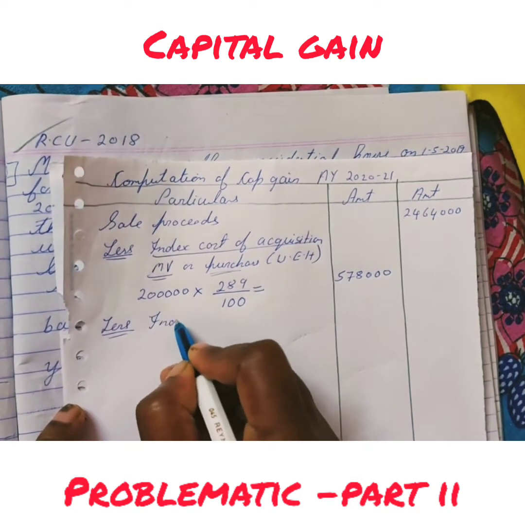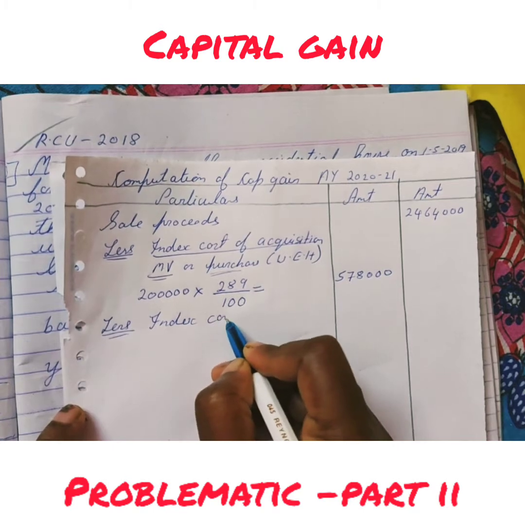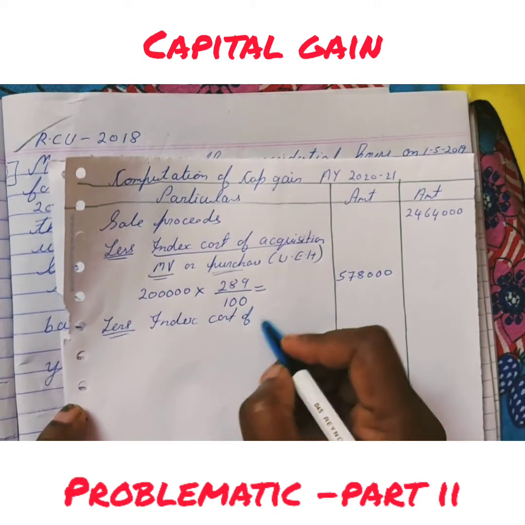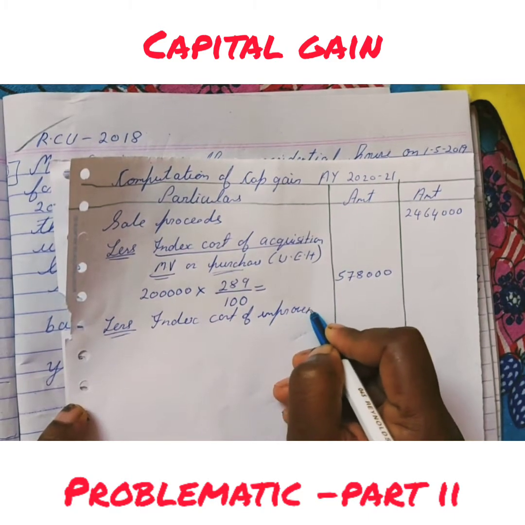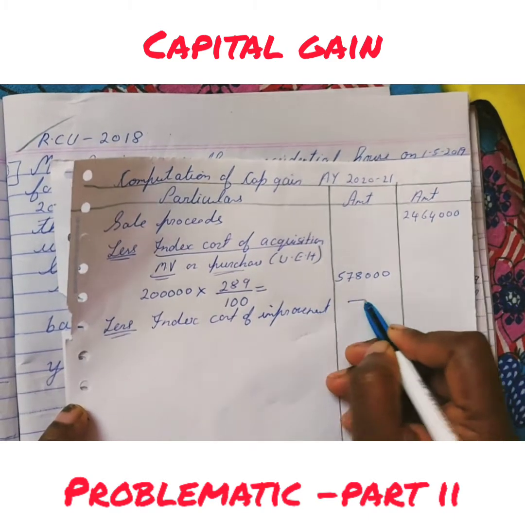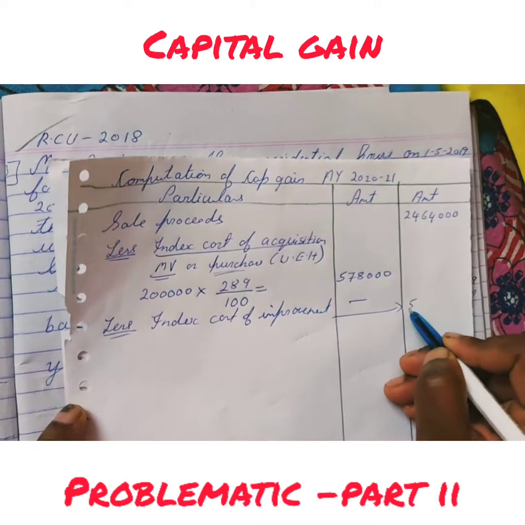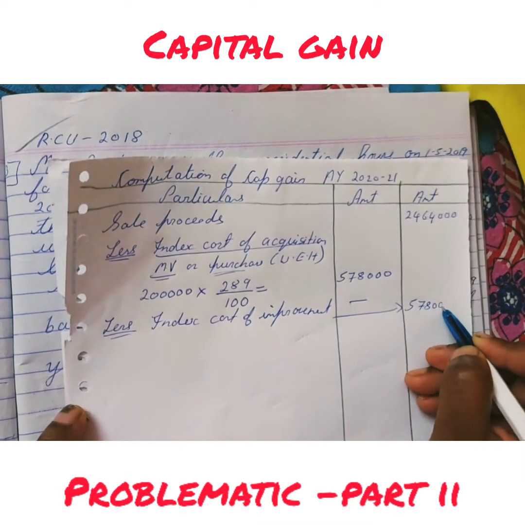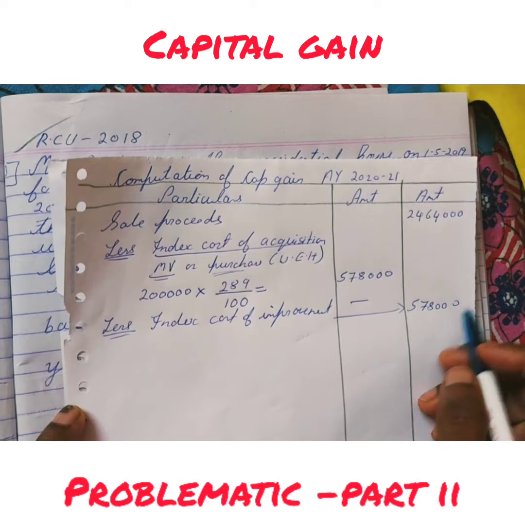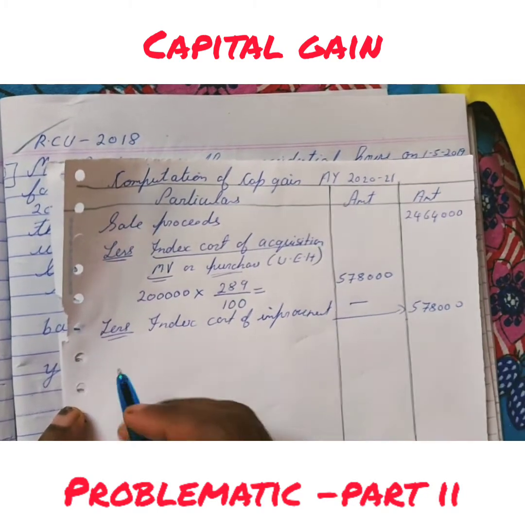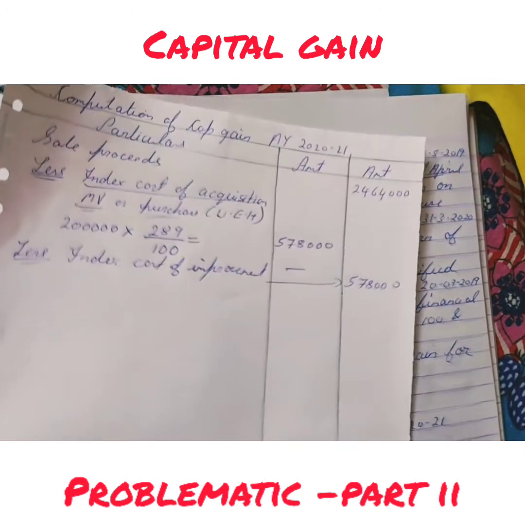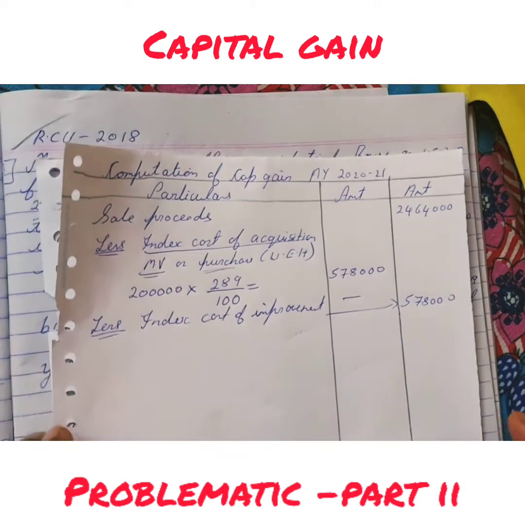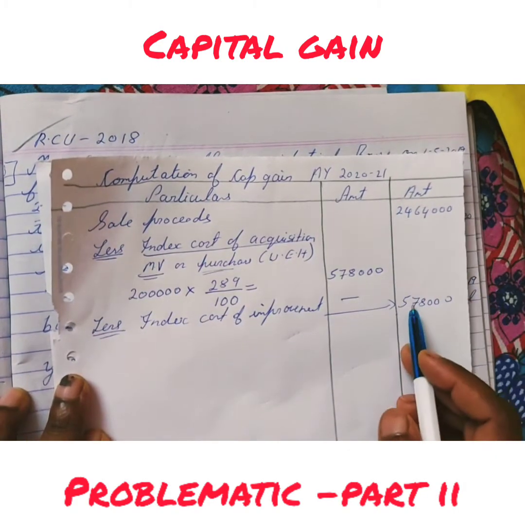Next step is less: indexed cost of improvement. In this problem the improvement amount is not given, that means it is nil. So straight away only 5,78,000 we have to deduct from the problem. Okay, first write down this. I've just written this. Don't deduct anything further before this.